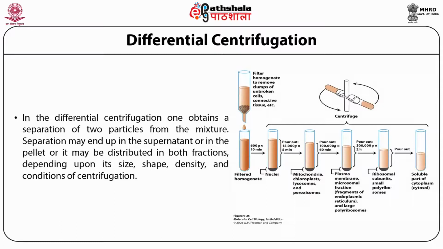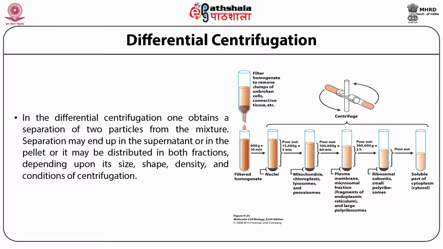In the case of differential centrifugation, you can see that it obtains a separation of particles from a mixture. Separation may end up in a supernatant or in a pellet, or it may be distributed in both fractions, depending on size, shape, density and the conditions of centrifugation. Like you can see in the picture, first you take the cell homogenate, then filter it and run it at a small RPM or low g, like 600 G for 10 minutes. The bigger molecules settle down at the bottom.